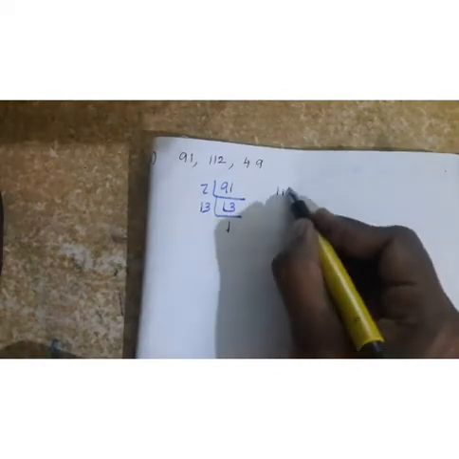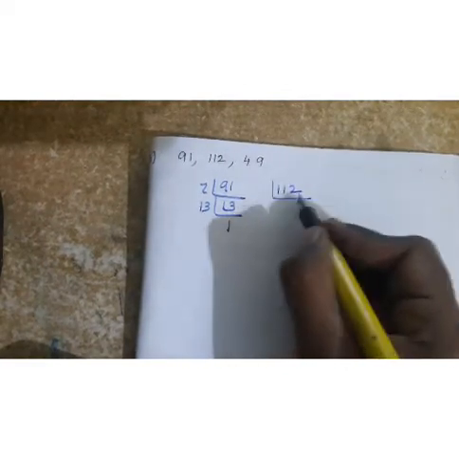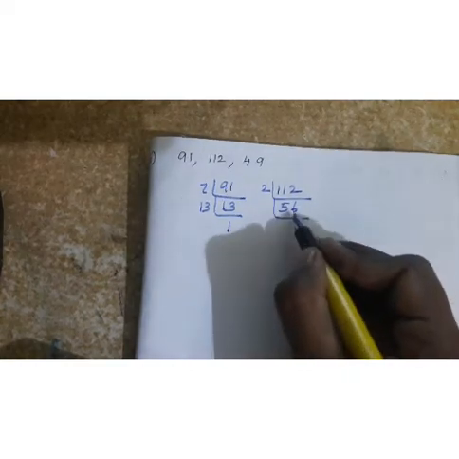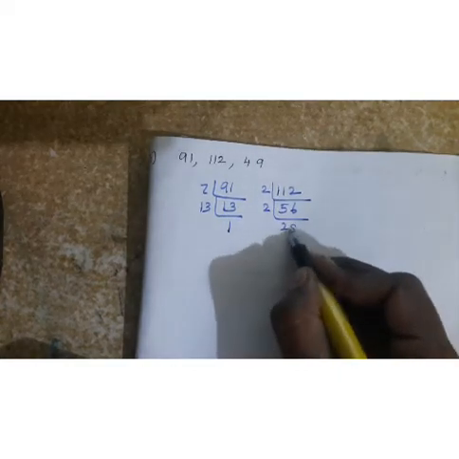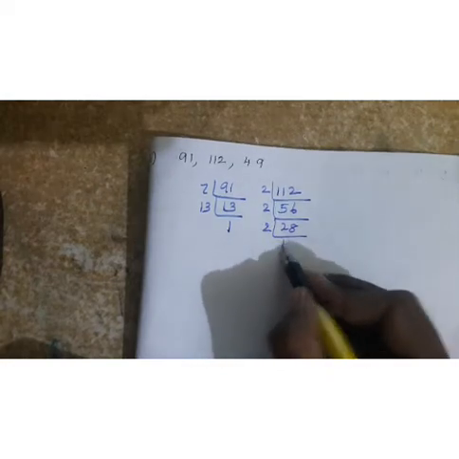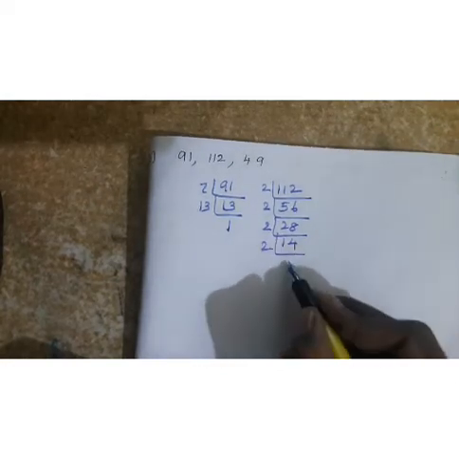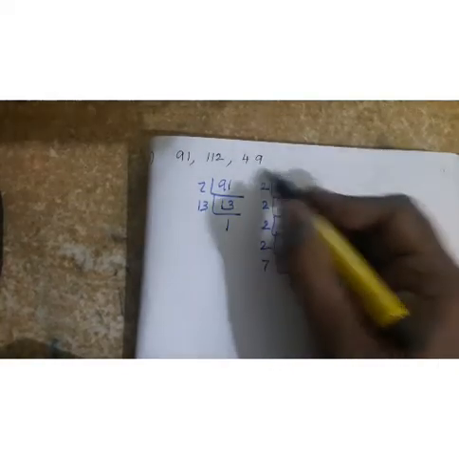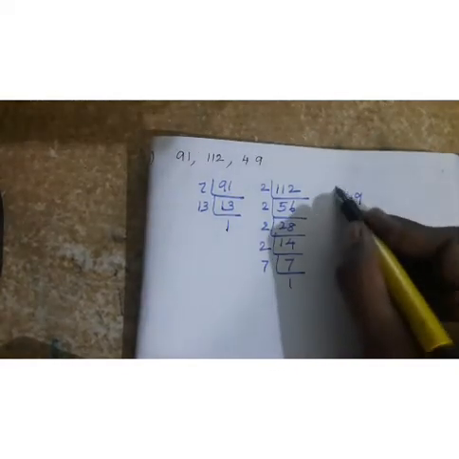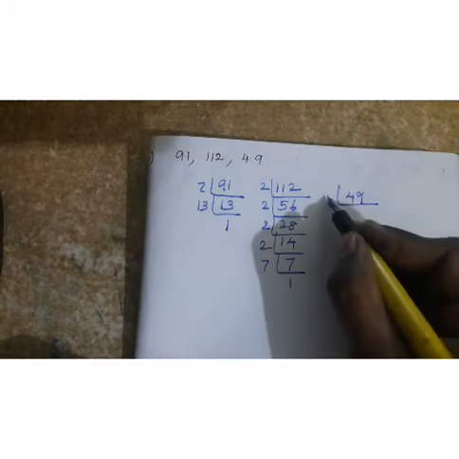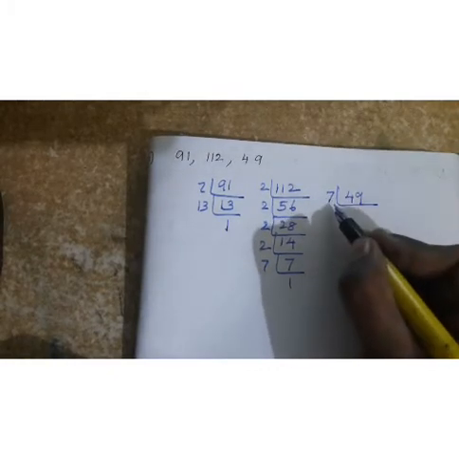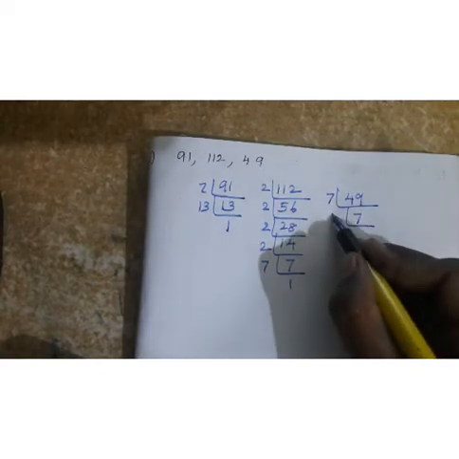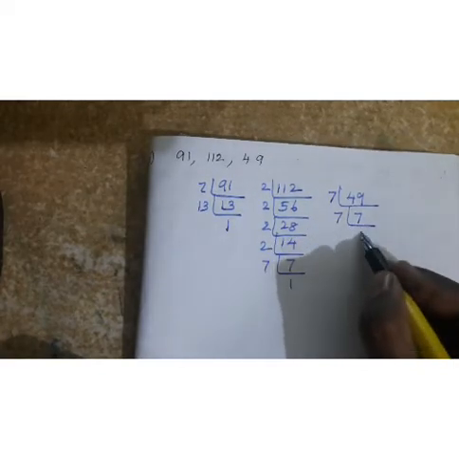Now find the prime factors of 112. 112 divided by 2 gives 56. 56 divided by 2 gives 28. 28 divided by 2 gives 14. 14 divided by 2 gives 7. 7 divided by 7 gives 1. Now find the prime factors of 49. 49 is divisible by 7, so take the prime number 7. 49 divided by 7 gives 7. 7 is the prime number which divides by itself. 7 divided by 7 gives 1.